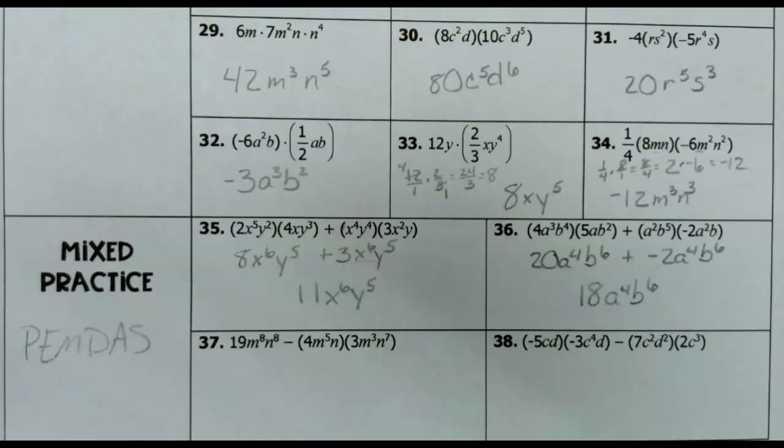So go ahead and take a look at number 37. Be careful with that subtraction, but just the same rules. Think about what can I multiply? And maybe you don't have to multiply everything. Maybe you just have to multiply one side.